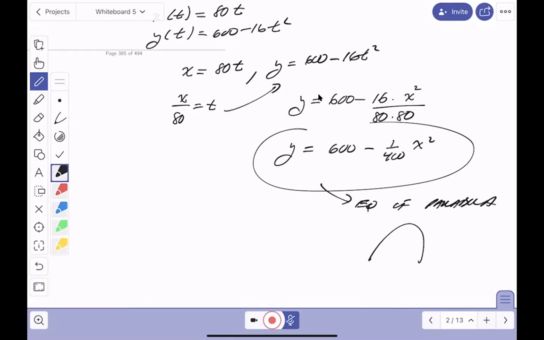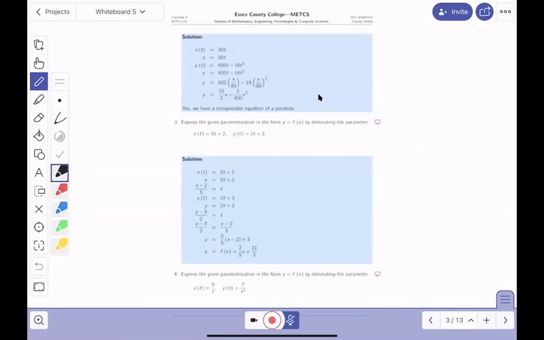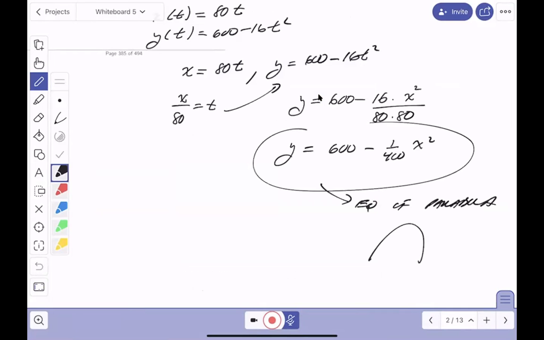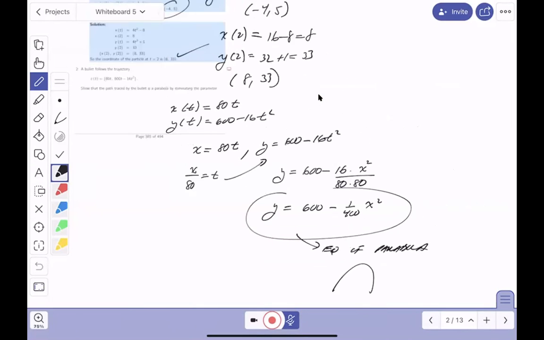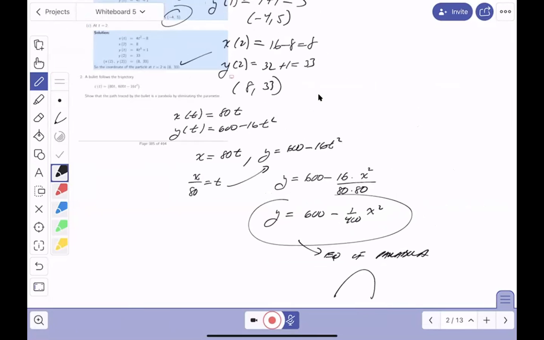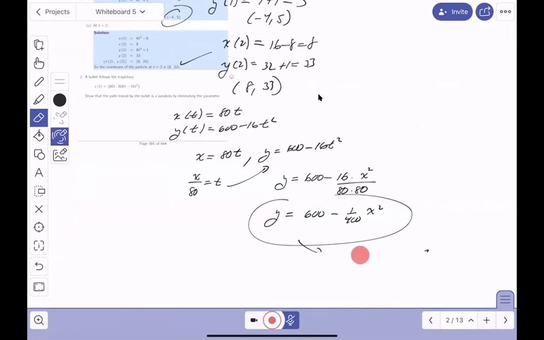So let's take a look at what they got over there. Whoops, I made a mistake. You know what I did? I copied wrong. Yeah, I copied something wrong. So I've got to do the problem over again. And that happens all the time. All right, I'll tell you what I copied wrong.